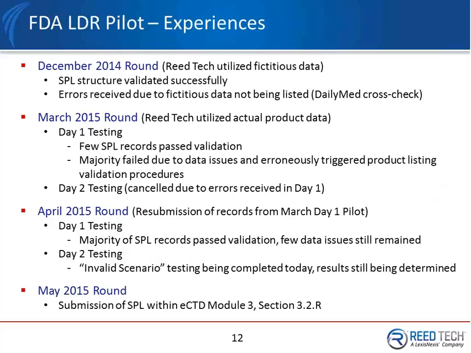Within that December round, let me back up a bit. On this slide, I just do want to point out some experiences that we had in this pilot. And they did vary as the different rounds took place, as things got more mature within the FDA's process and our own. So in December, as I mentioned, we utilized that fictitious data. So all we really were able to achieve was that we could build the SPL XML successfully, and any of the errors that we received were due to that fictitious data, because there is a DailyMed cross-check that the FDA put in place as part of the validation procedures. So for example, the BLA numbers that we utilized in our submission data were not real BLA application numbers, so that caused the validation error. However, we were able to, quote, validate the way that we build the XML as being acceptable to the FDA.